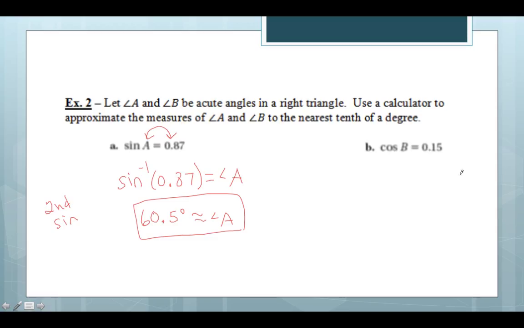Again here, angle B, it tells us that the cosine of B is 0.15. So if I want to find angle B, I'm going to switch these two quantities. So the cosine of 0.15 is equal to angle B. But when I switch the angle with the ratio, I need to use the inverse function. So cosine to the -1, or second cosine on our calculator, of 0.15 tells us that angle B is about 81.4 degrees.